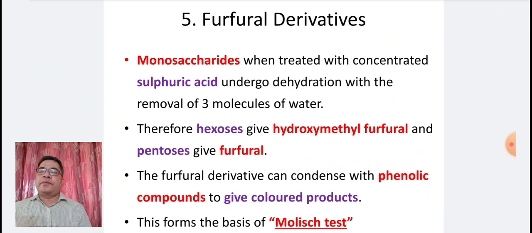Furfural derivatives: monosaccharides, when treated with concentrated sulfuric acid, undergo dehydration with the removal of three molecules of water. Therefore, hexoses give hydroxymethyl furfural and pentoses give furfural derivatives. The furfural derivative can condense with phenolic compounds to give colored products. This forms the basis of Molisch test.